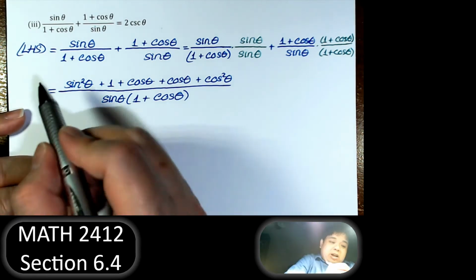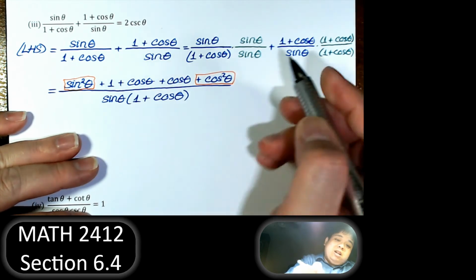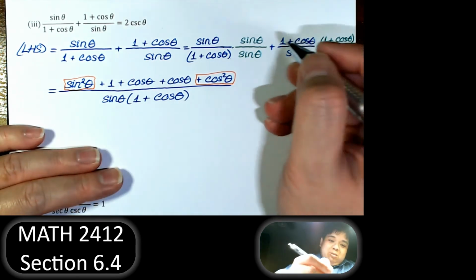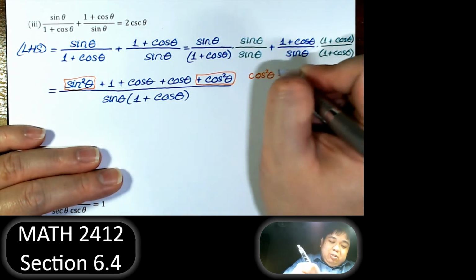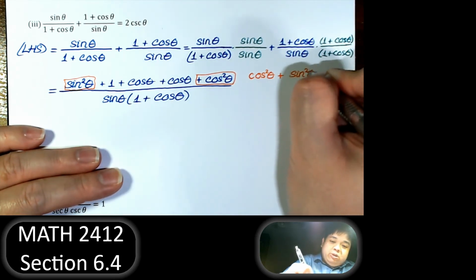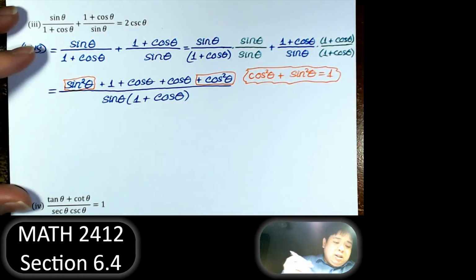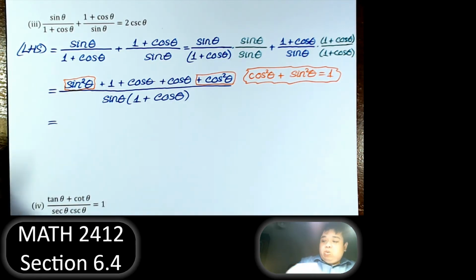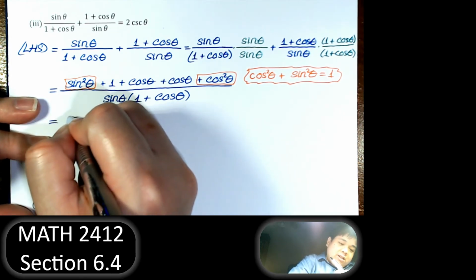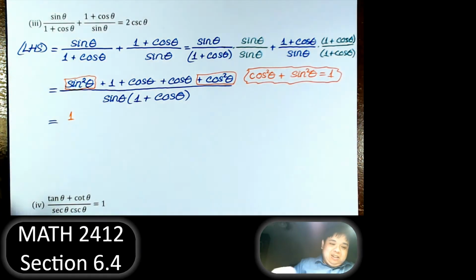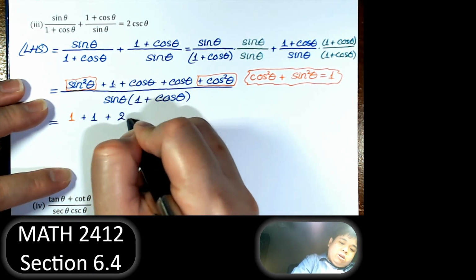Right, so as I mentioned before, usually when we have sine squared and cosine squared, the Pythagorean identity may be useful there. Cosine squared plus sine squared is 1. 1 plus 1 makes 2, but we do that later. We still have 1 cosine plus cosine is 2 cosine.